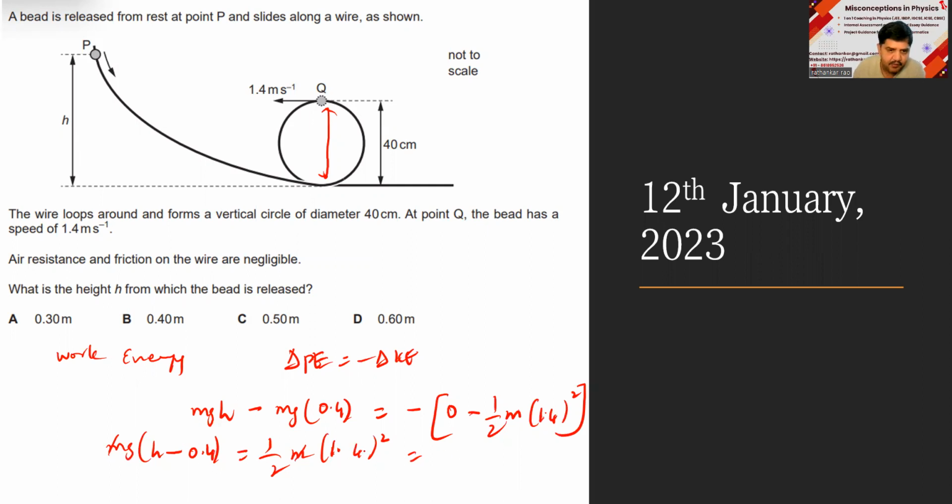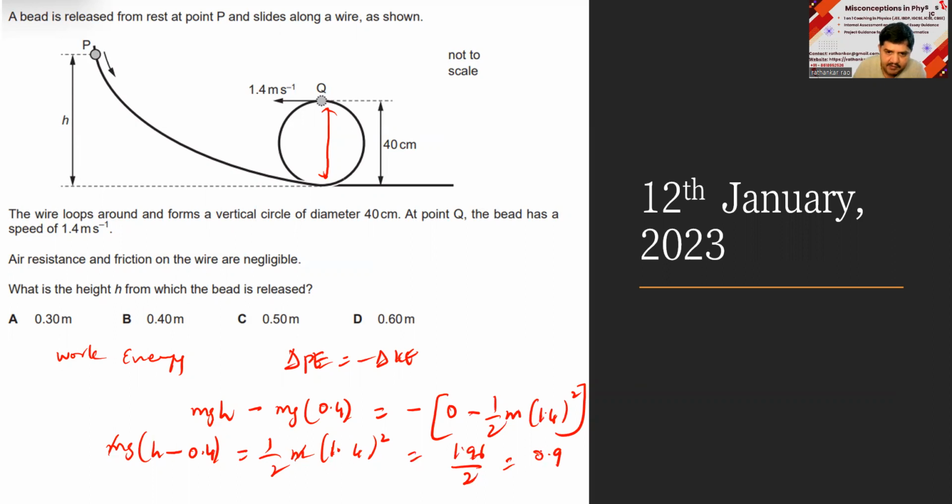1.4 square is 1.96 divided by 2. 1.4 square is 14 square, which is 196, right? 15 square is 225. That's right. Okay, so how much will this be? 2 9s are 18. And then, did I put this mgh? Mg is here. Okay, fine.